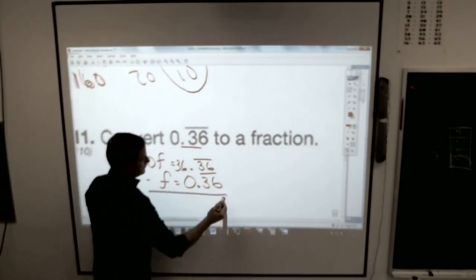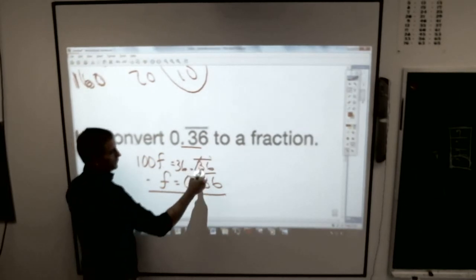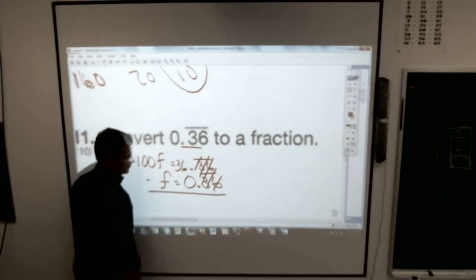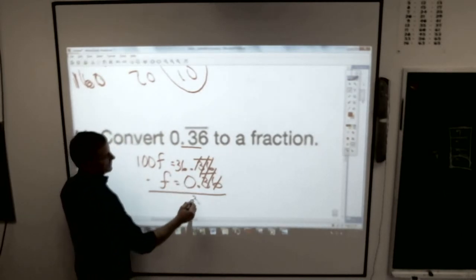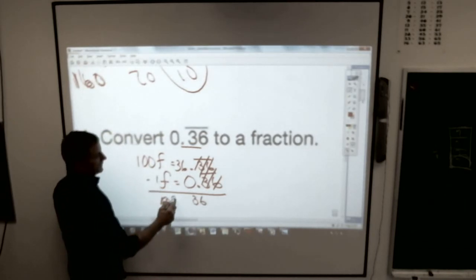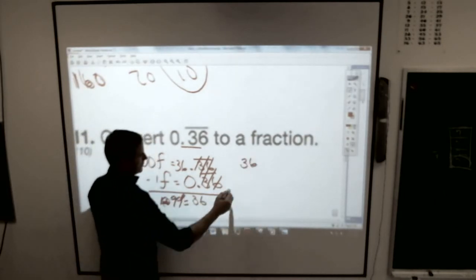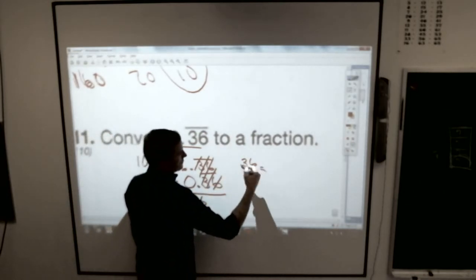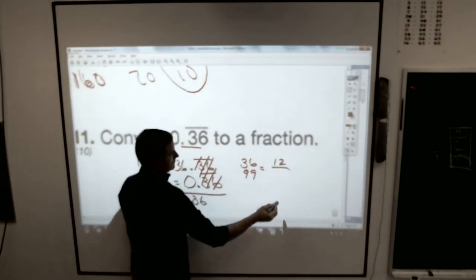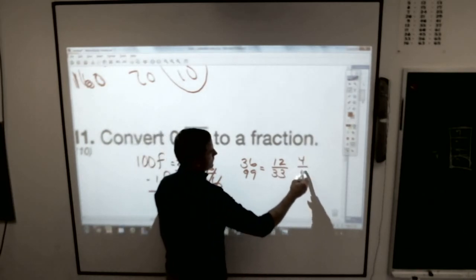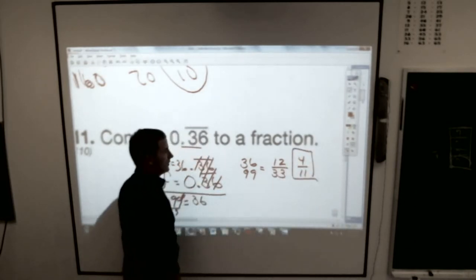And you subtract them, and your whole goal is to get the repeaters to go away, which they do. 0.36 repeating from 36.36 repeating gives you nothing. 0 from 36 is 36. 100 minus 1 is 99. Then it's just solving for f. Divide by 99, divide by 99. 3 goes into both of them, 12 over 33. 3 goes into both of them, 4 over 11. 4 11ths.